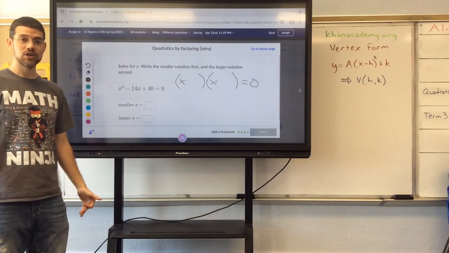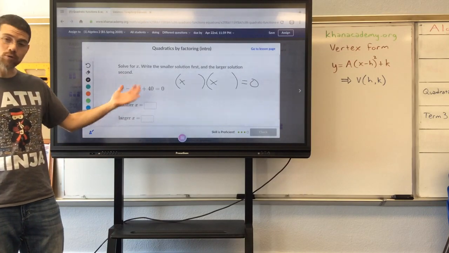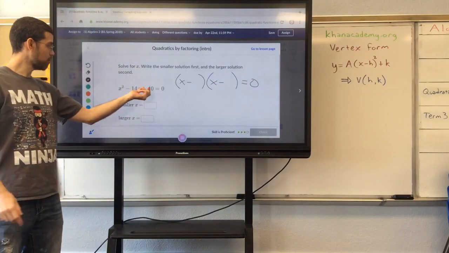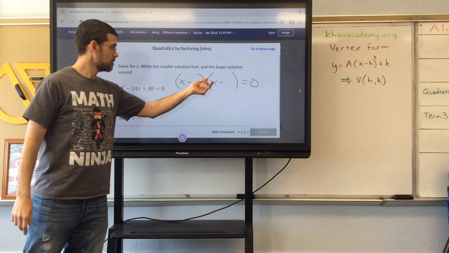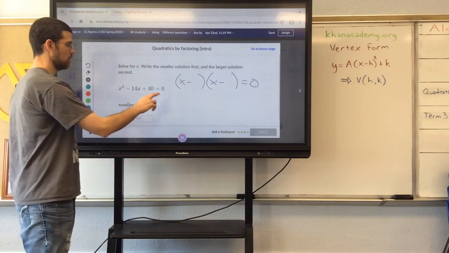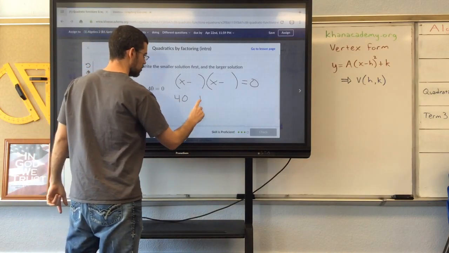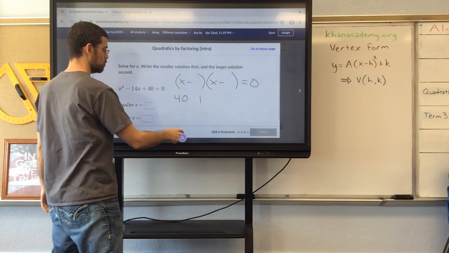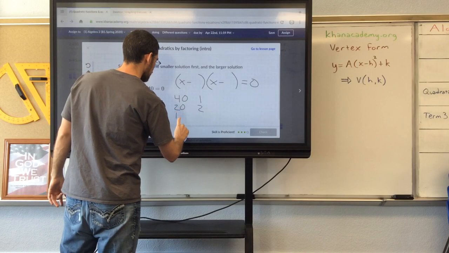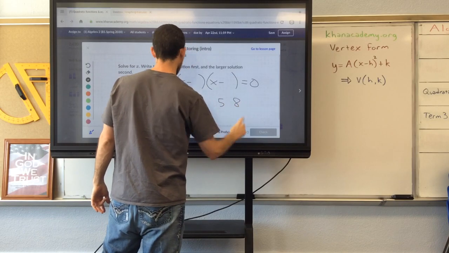How do we get a negative sum if we're multiplying and getting a positive? Well, they would have to both be negatives. Negative times a negative is positive. Negative x's minus x's will be negative x's. So I need factors of 40. 40 times 1, 20 times 2, 10 times 4, 5 times 8.